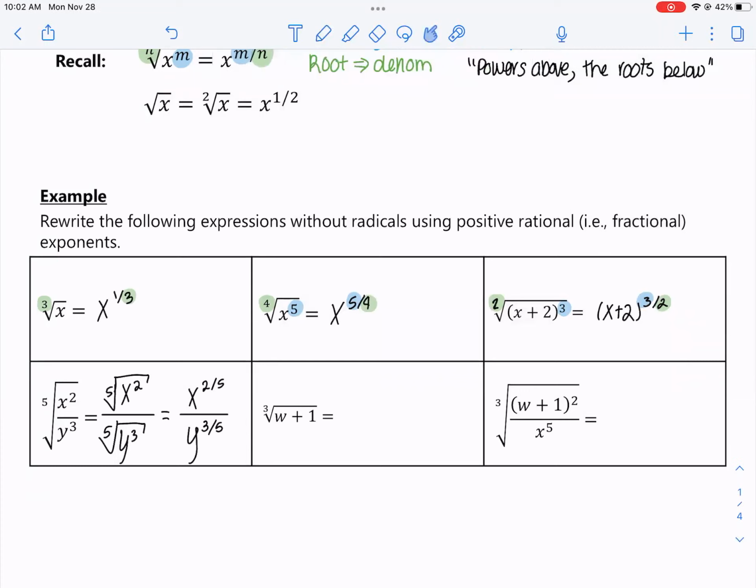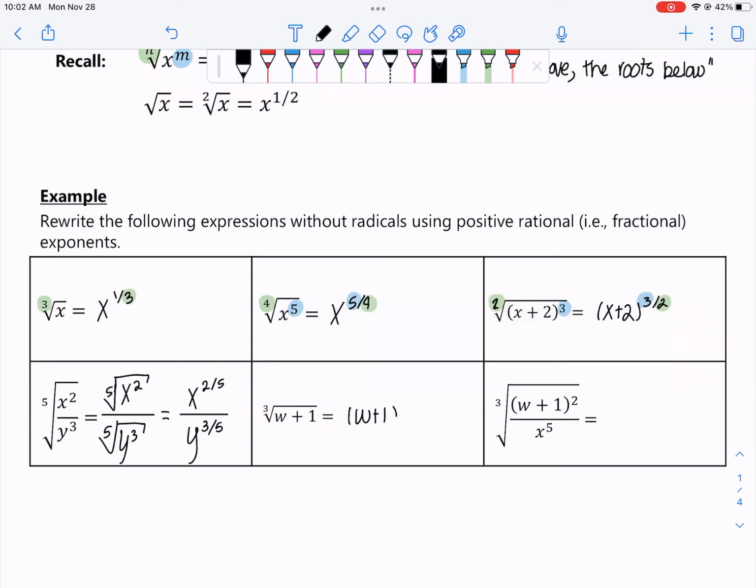For something like this, where you don't see a power on the inside, that's just going to be w plus 1 raised to the first power. The whole thing is raised to the first power. And then it's the cubed root of the whole thing. So here it's a lot easier, I think, to see that it should become 3/2. But here, I think it's really easy to want to make it w to the 1/3, 1 to the 1/3. But we can't do that. There's secret parentheses holding together everything on the inside there.